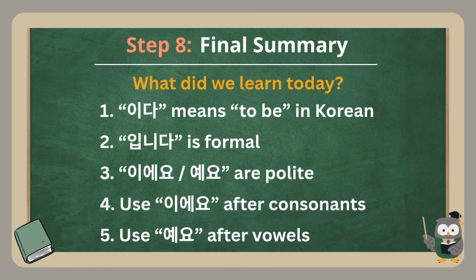Let's review what we've learned today. Number 1. The verb 이다 means to be in Korean. Number 2. 입니다 is formal and used in professional settings. Number 3. 이에요 and 예요 are polite and used in everyday conversations. Number 4. Use 이에요 when the word ends with a consonant. Number 5. Use 예요 when the word ends with a vowel.